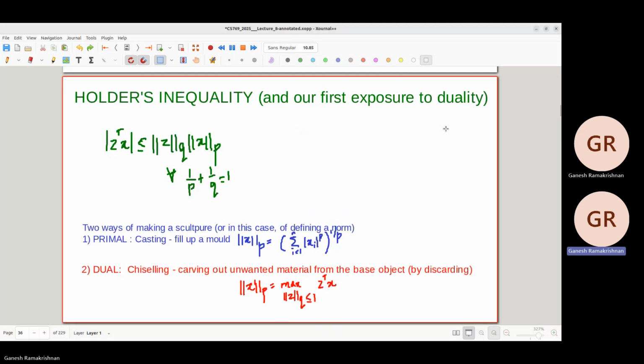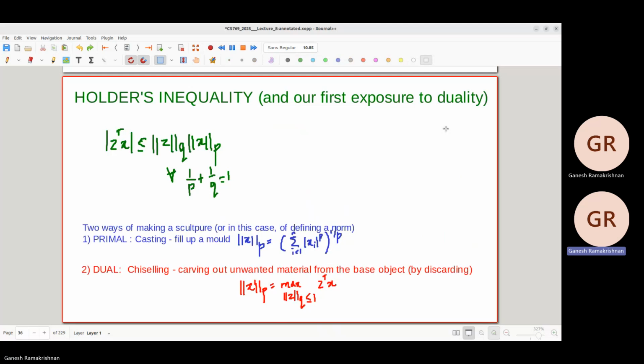So the point is, this is our first exposure to duality. I said duality is also an interesting concept in optimization. So what is happening here is the primal view of the norm, P norm, is like filling up a mold. You had asked this question, isn't this a kind of a recursive definition? So if you use the primal, it's not a recursive definition. It's just giving you an inequality with respect to a defined P norm.